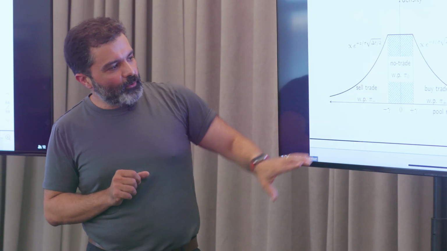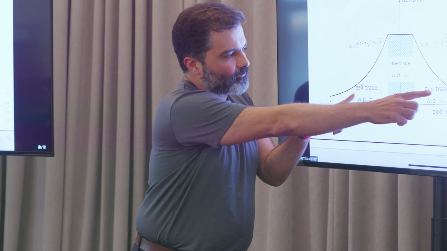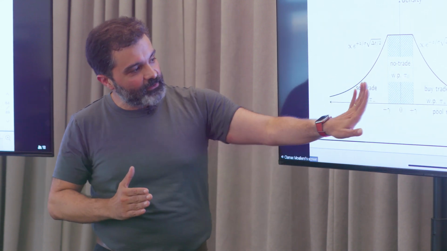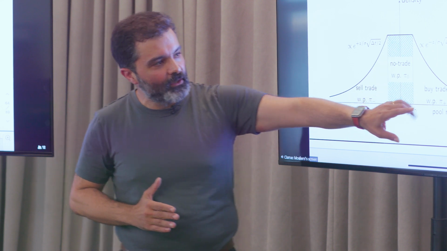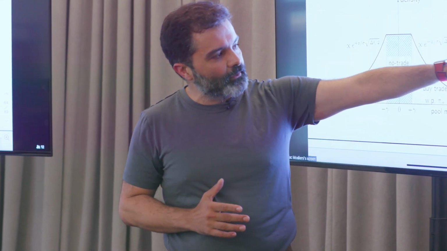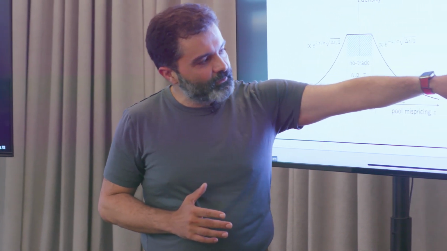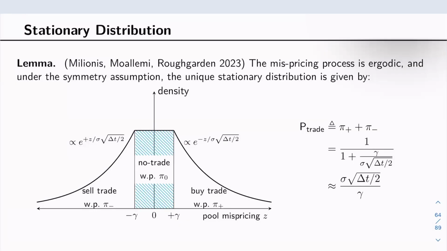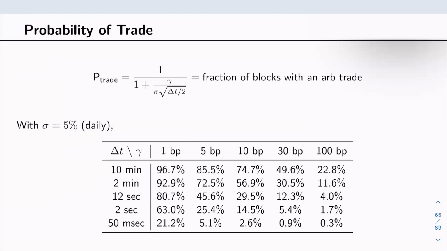Right? So this is the distribution. And critically, the probability that a block is generated and at that instant there is a trade for the arbitrageur, is given by a very simple formula, which again just depends on the fee, the volatility, and the time between blocks. So I can illustrate that. The way to interpret this formula would be, this is the fraction of blocks that contain an arbitrage trade at the top of the block.